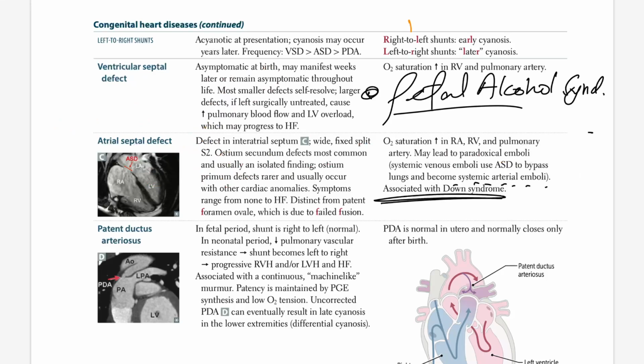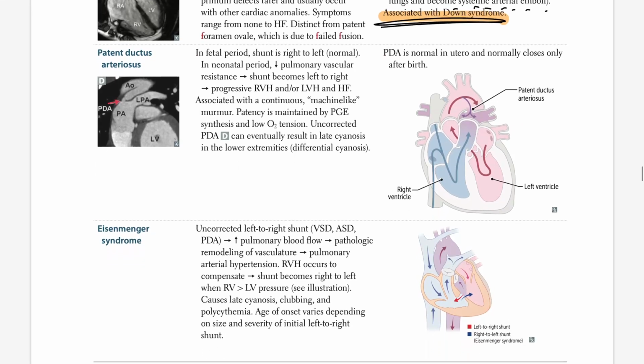Okay. High yield is association, which is Down syndrome and fetal alcohol syndrome for top one. The next one we have is the patent ductus arteriosus. Patent ductus arteriosus is in the fetal period. The shunt is given right to left, which is normal. So normally the patent ductus arteriosus in the fetal period is just giving a right to left shunt.